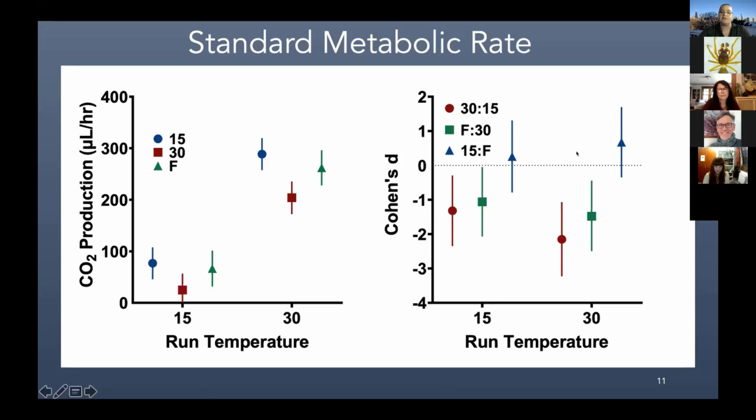So what this graph is showing us is that, like we expect, the 30-degree acclimated animals and the 15-degree acclimated animals actually did differ in their metabolic rate. And you can see that here and here at both temperatures. And then the fluctuating and the 30-degree animals did differ as well. There was an effect of that acclimation. However, the 15-degree animals and the fluctuating animals did not have an effect. We didn't see an effect of that. And I'll talk about maybe why we see those later.